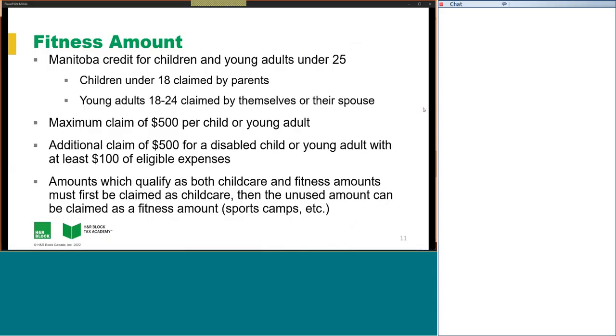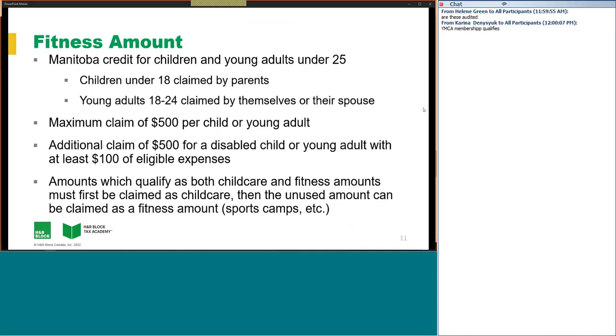Okay. Any questions about the fitness amount? People don't know it's there anymore, so they've stopped bringing them in. Helene, are they audited? Yes, they are. Everything that has a receipt is audited. I wouldn't say they're audited as frequently as some of the other ones, only because they're small. It's a provincial credit only with a max of 500.